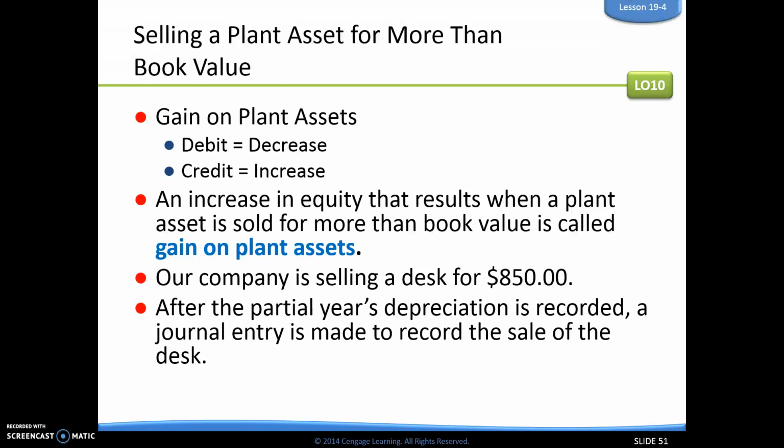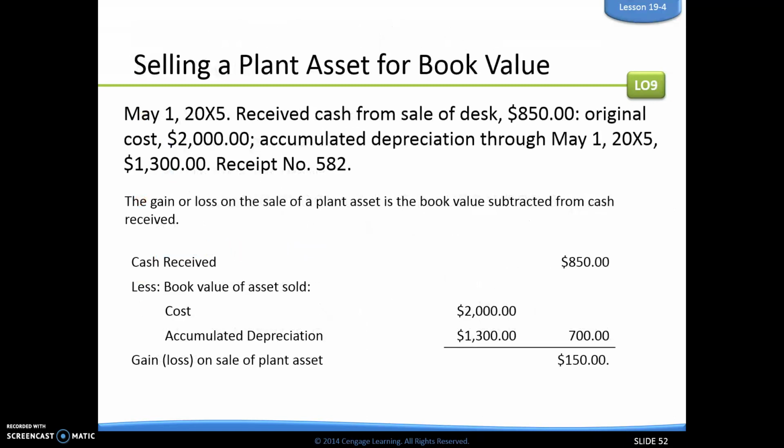So let's remember that our company is selling that desk for $850. After we journalize that partial year of depreciation, now we actually have to record the sale of the desk. Remember that the depreciation has to happen first, otherwise we're going to have an incorrect book value. So it says on May 1st that we received cash from the sale of the desk for $850. Original cost was $2,000, and our updated accumulated depreciation is $1,300.